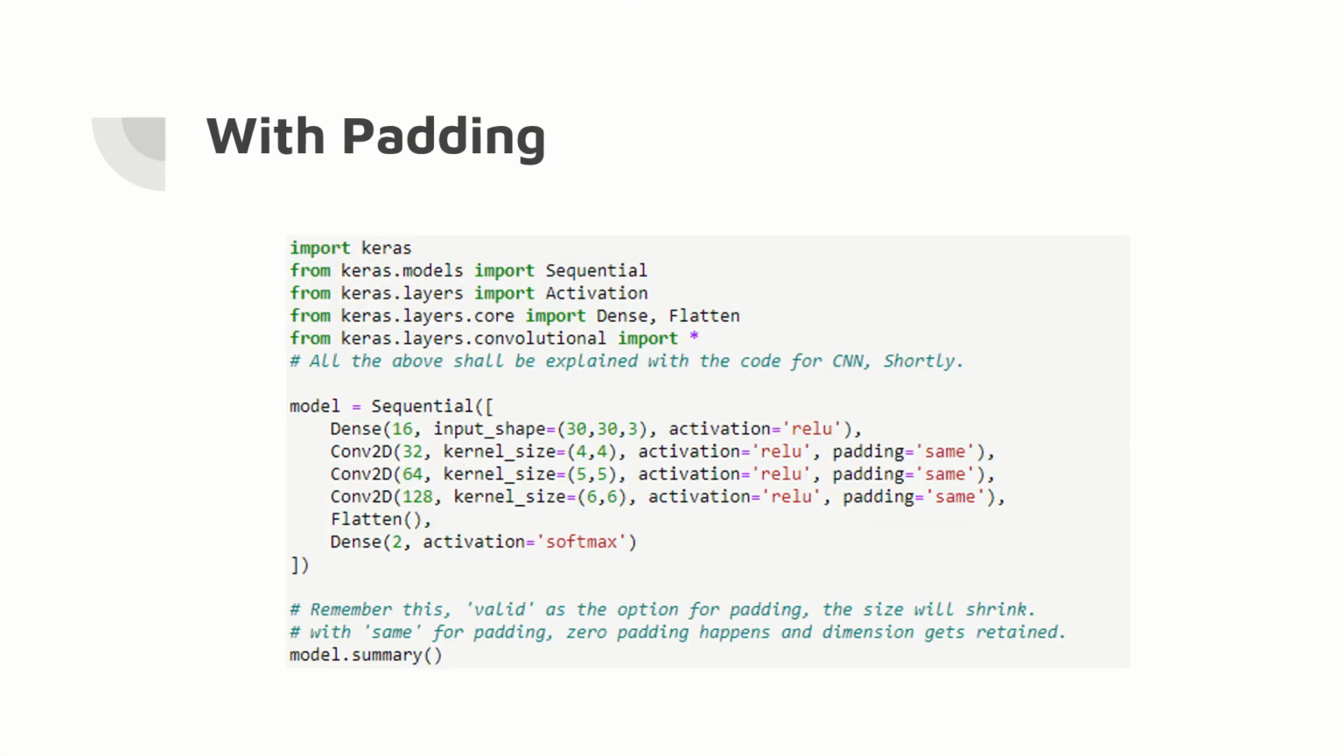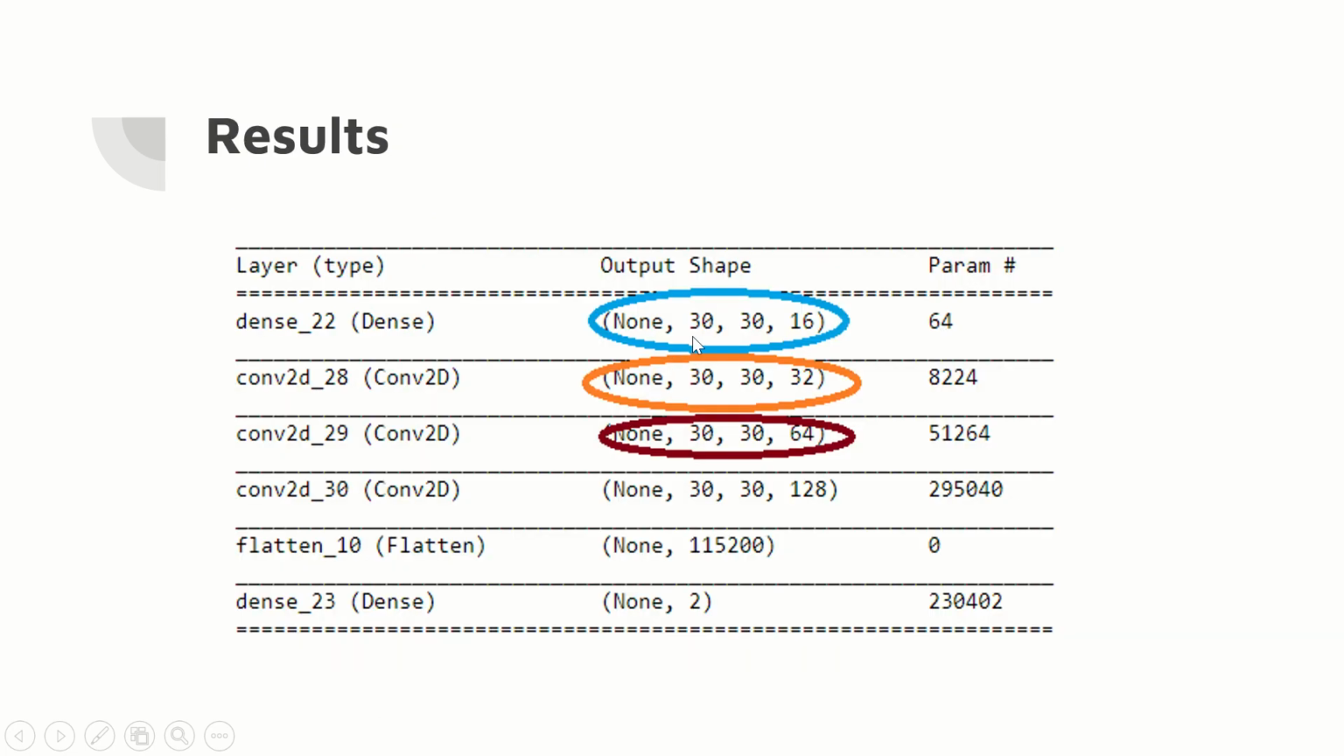Now, how do you make it happen? I mean, how do you enable zero padding? Very simple. In the padding field, go and type same. The option is same. When you type same there, it is going to be clear and the size will be retained, which means no shrinking will happen. 30, 30, 16 remains 30, 30, 16. You can see that this is all retained properly.